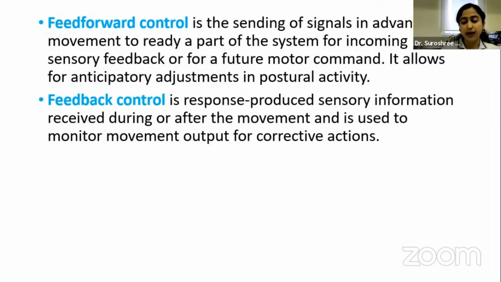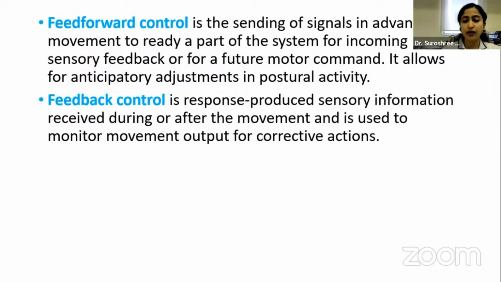Example, if I am walking and I already see there is a puddle or some obstacle in front of me, I will change my route, or I'll just lift up my leg so that I can cross over that obstacle and go. It is the feedforward control, which is already in anticipation. Before doing a particular task, you already know what strategies you need to use and what muscles you need to recruit. That is feedforward control.